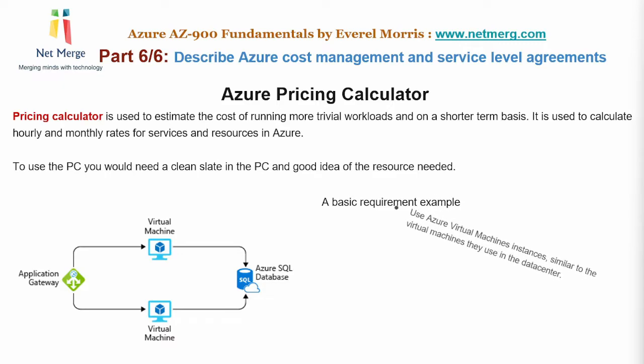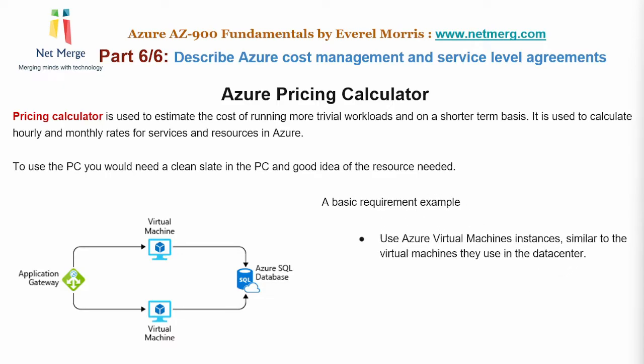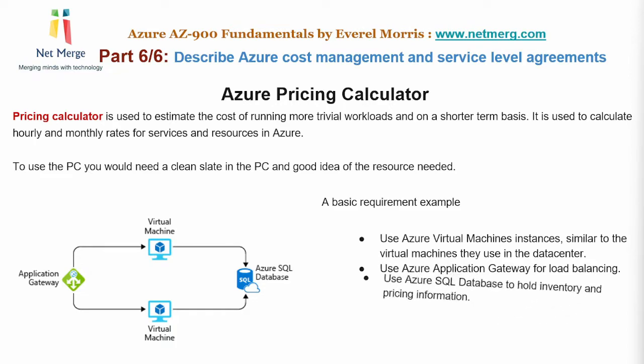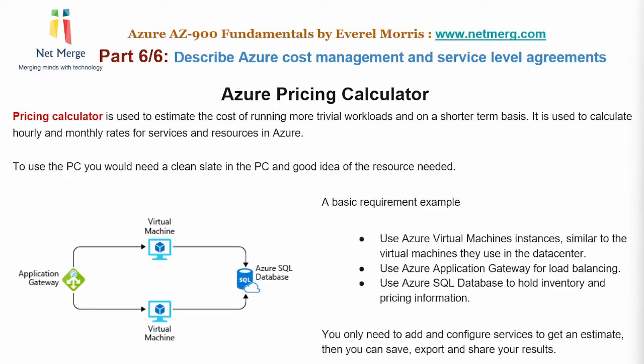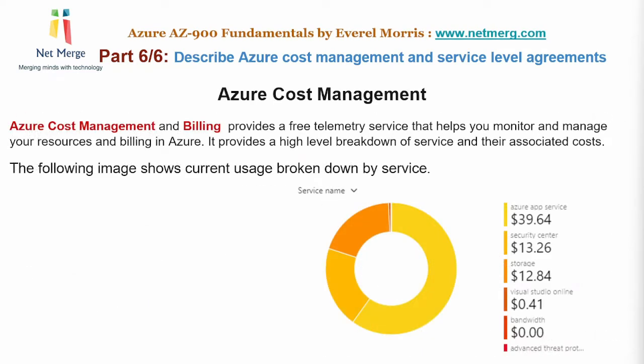So let's look at this example. You use Azure Virtual Machine instances similar to virtual machines that you use in the data center. Now you want to use an application gateway for your load balancing, and you also want an SQL database. Now you only need to add and configure the services to get an estimate. Then you can save, export, and share the result, and you won't incur any costs for doing this estimate in Azure.